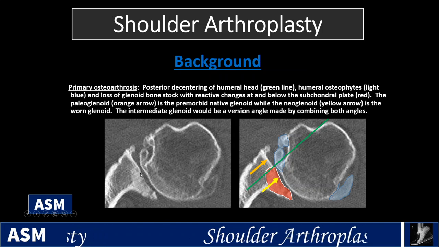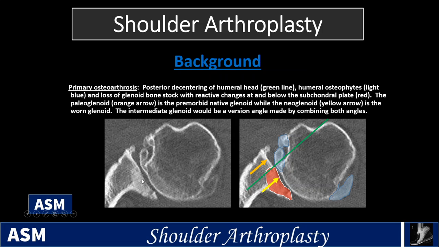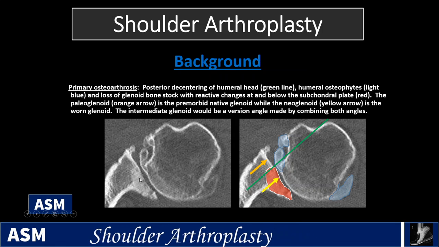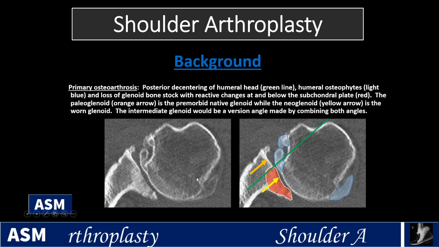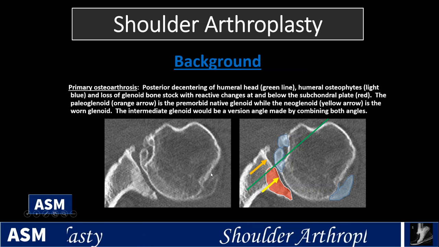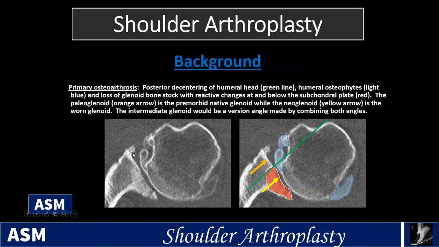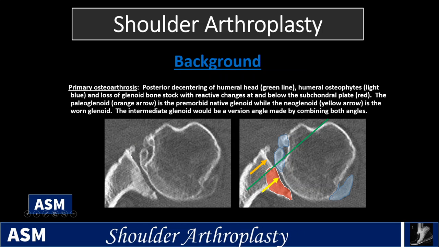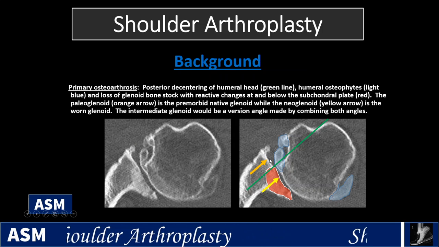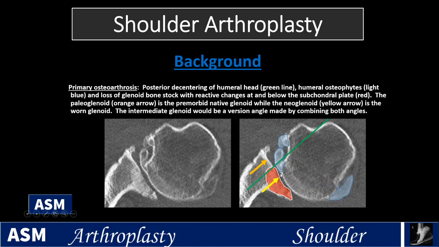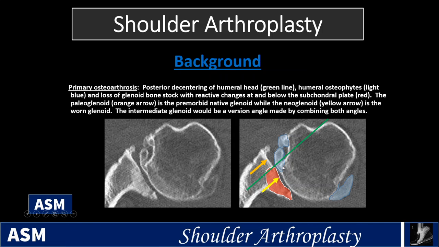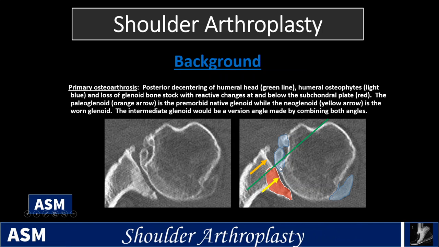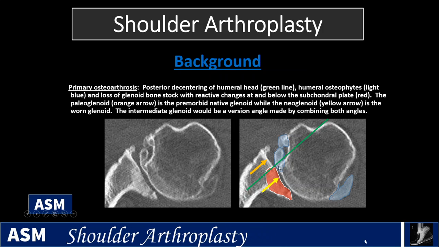You may see reactive changes in the subchondral bone. So you can see here there's sclerosis and cystic change and potentially erosion of the glenoid. The terms that you may come across will be paleoglenoid, which is the premorbid glenoid denoted here, and the neoglenoid, which is the eroded morbid glenoid here. Some people advocate when you're making version angles to combine both of those to make an intermediate glenoid version angle.